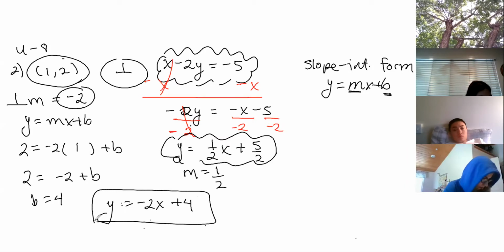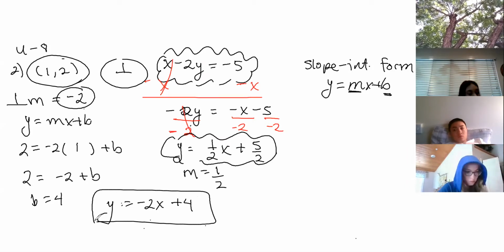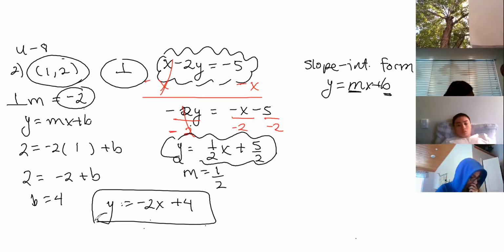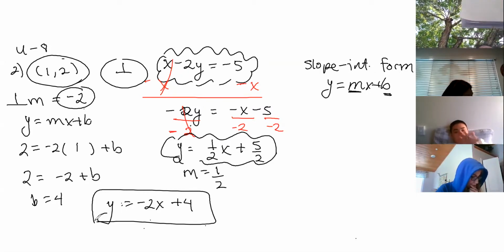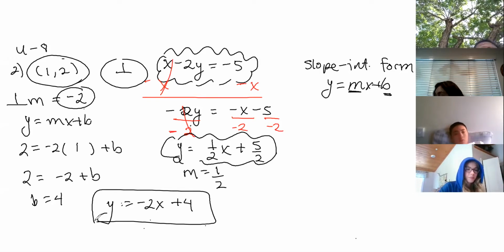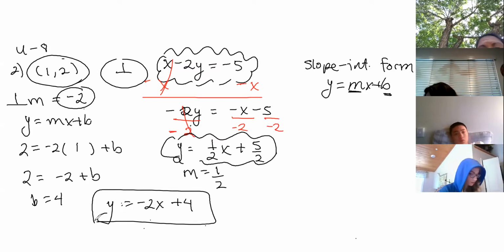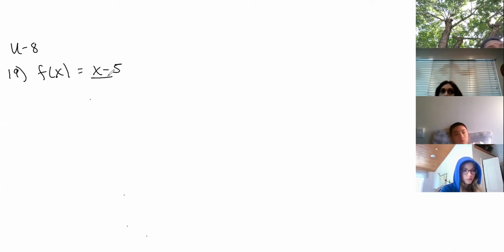Okay. Any other questions from Unit 8? Yeah, I'm kind of lost on 19 and 20. Identify the domain. Okay, yeah, we can go through those really quick. They look the same, but they are different, so I'll definitely go through both of them. Okay, so this is Unit 8. Was that 19 and 20? Yeah. Okay, so 19 is f of x equals x minus 5 over x plus 4.